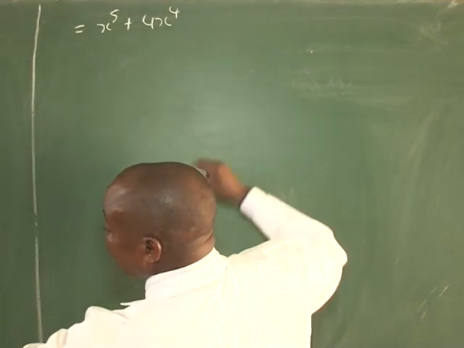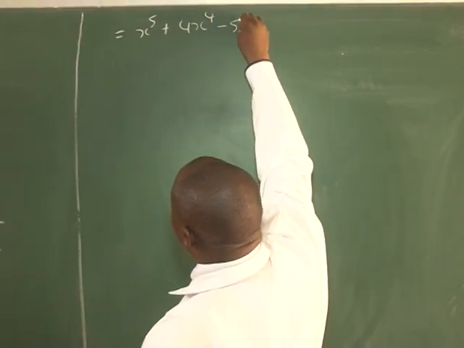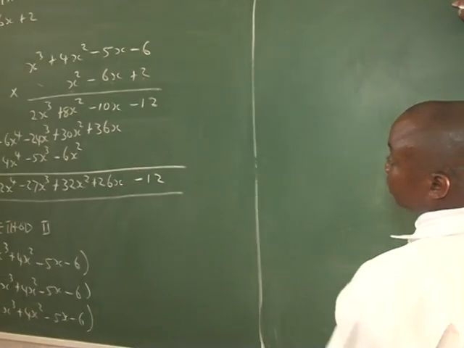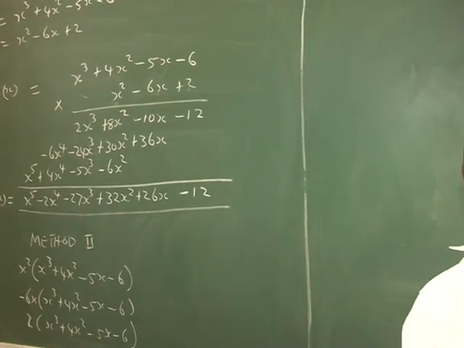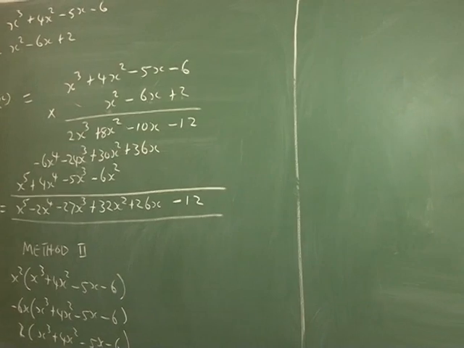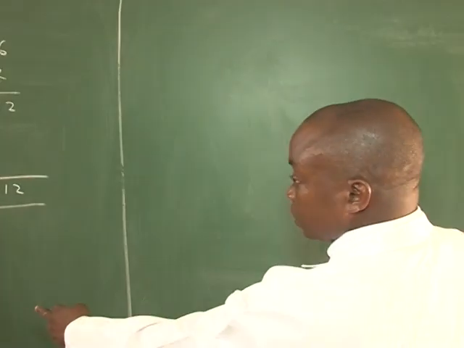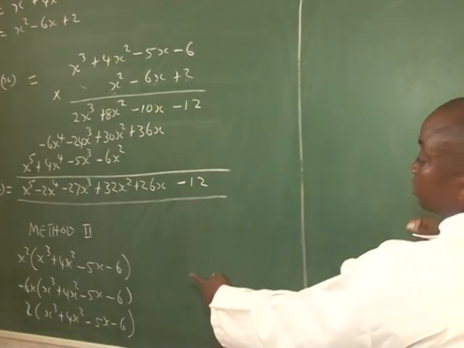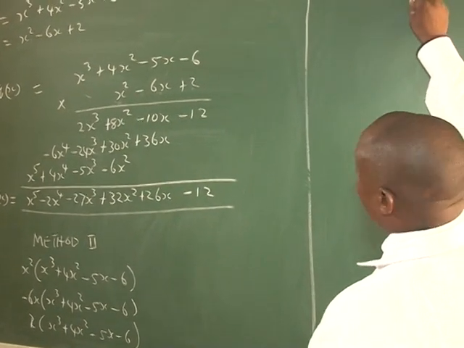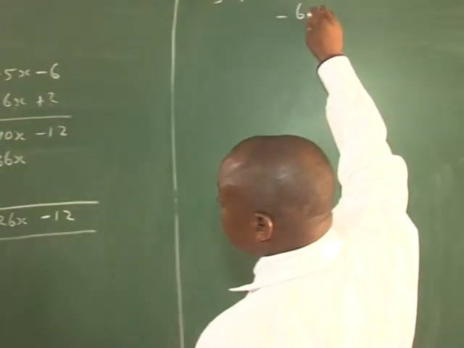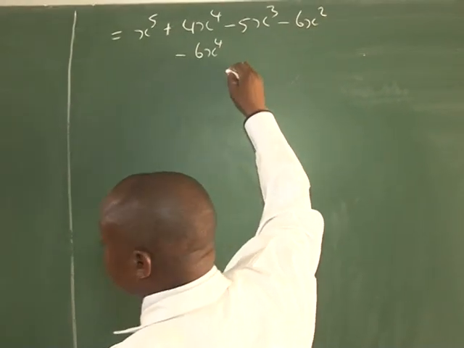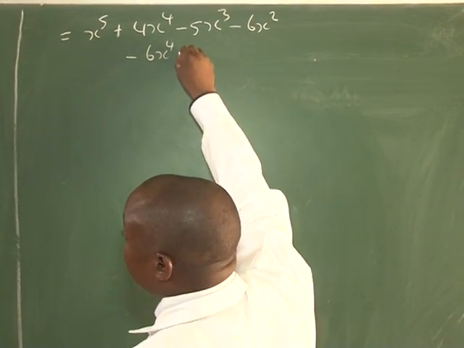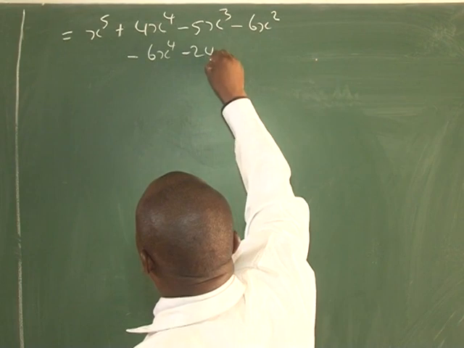Then x squared times minus 5x gives us minus 5x cubed. X squared times minus 6 gives us minus 6x squared. We can also multiply the other, that is this. Minus 6x times x cubed will give us minus 6x raised to the power 4. Minus 6x times 4x squared gives us minus 24x cubed.